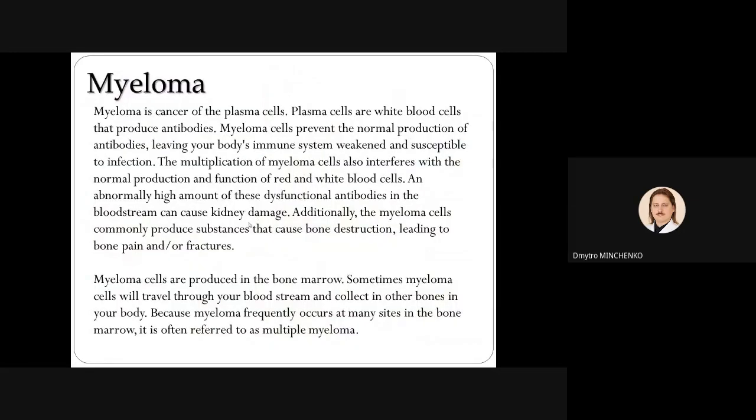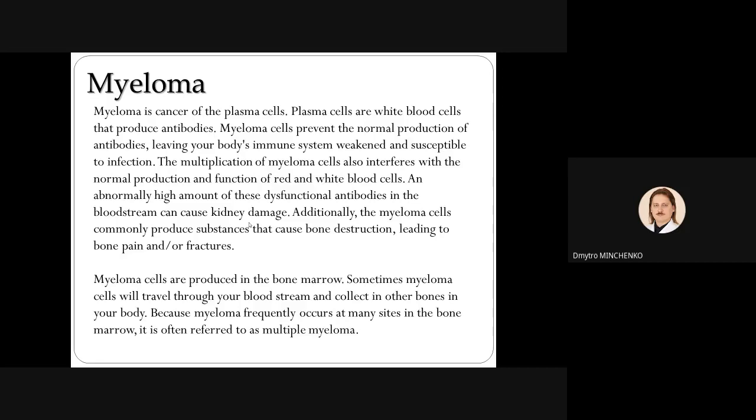Myeloma. Myeloma is a cancer of the plasma cells. Plasma cells is what you've seen in the very beginning. It's what the B cells mature to, right? The B lymphocytes mature to produce antibodies. Myeloma cells prevent the normal production of antibodies, leaving your body's immune system weakened and susceptible to infection. The multiplication of myeloma cells also interferes with the normal production function of red and white blood cells. An abnormally high amount of these dysfunctional antibodies in the bloodstream can cause renal damage.